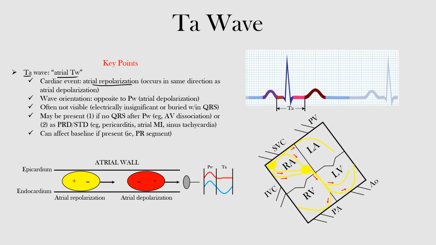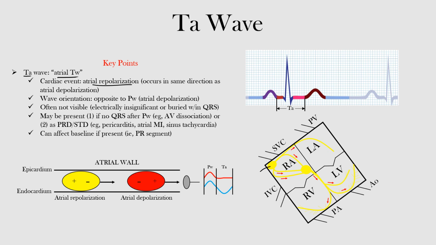Now, something important to be aware of is that atrial depolarization and repolarization occur in the same direction, which is different from what we'll see in ventricular depolarization and repolarization. Okay, so it's different there in that ventricular wall. And because of this, we will see the orientation of the TA wave going in the opposite direction to the P wave.